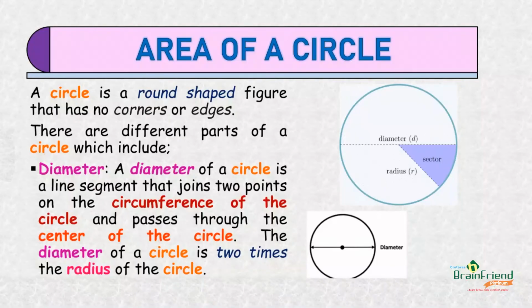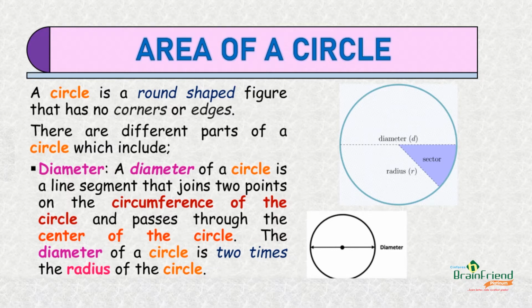In the previous part of this lesson, we talked about plane shapes like triangles, parallelograms, and trapeziums. We also learned how to find the areas of these plane shapes. So in this lesson, we are going to learn how to find the area of a circle. Before we go into that, let's remind ourselves of what a circle is. Simply put, a circle is a round-shaped figure with no corners or edges.